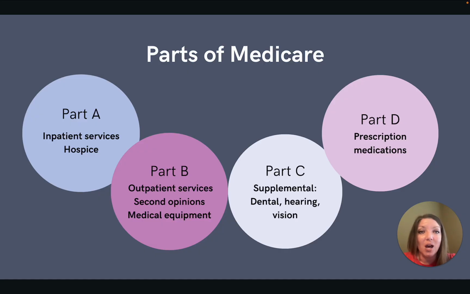Part B covers outpatient services like dialysis and would also cover things like second opinions, preventative screenings, and medical equipment. Part C is what is known as the Medicare Advantage Plan, and this is a supplemental coverage for things like dental, hearing, and vision. Our last part, Part D, covers prescription medication, so you can think D for drugs.